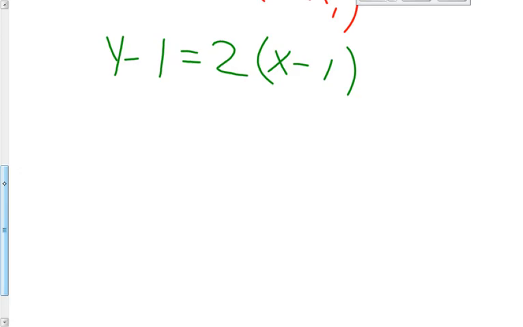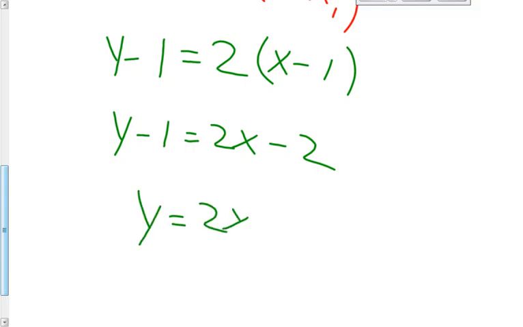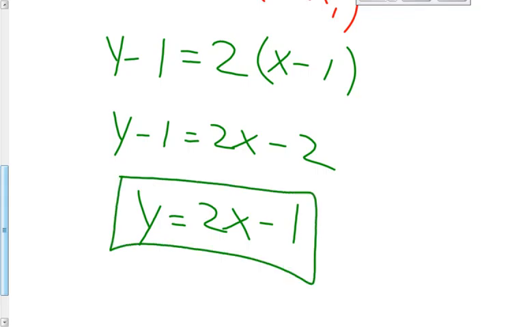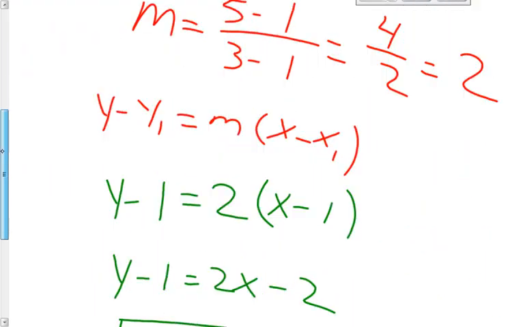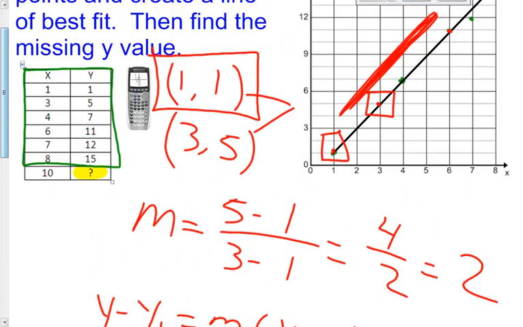So as I continue working to put it into y equals mx plus b form, y minus 1 equals 2x minus 2. So my equation, y equals 2x. If I add 1 to both sides, I would get minus 1. Y equals 2x minus 1. So this is the equation of the line of best fit, which we had up top. Y equals 2x minus 1.